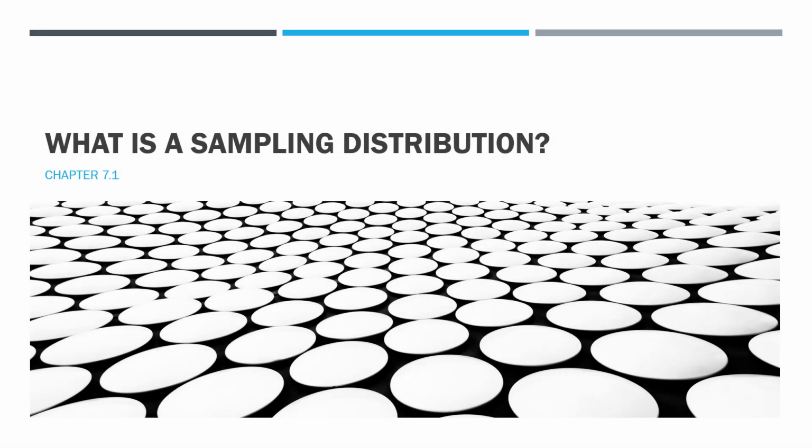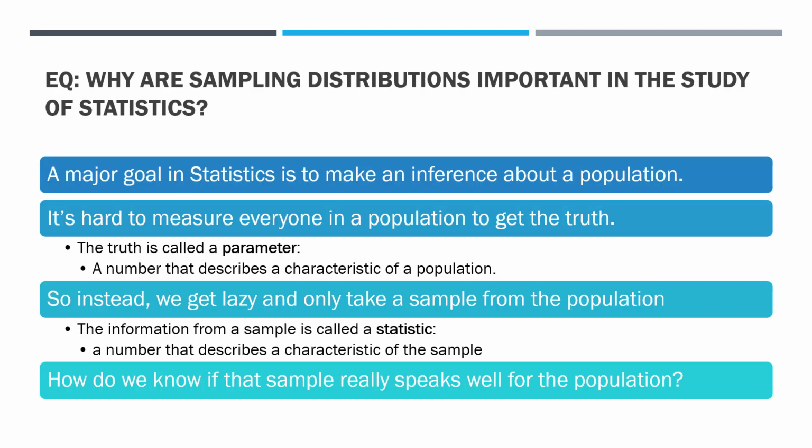Hello everybody, welcome back. Today's lecture is all about answering this question: what is a sampling distribution? Now this follows chapter 7.1 in our textbook. Let's get to it by looking at our essential question. We want to know today, why are sampling distributions important in the study of statistics?